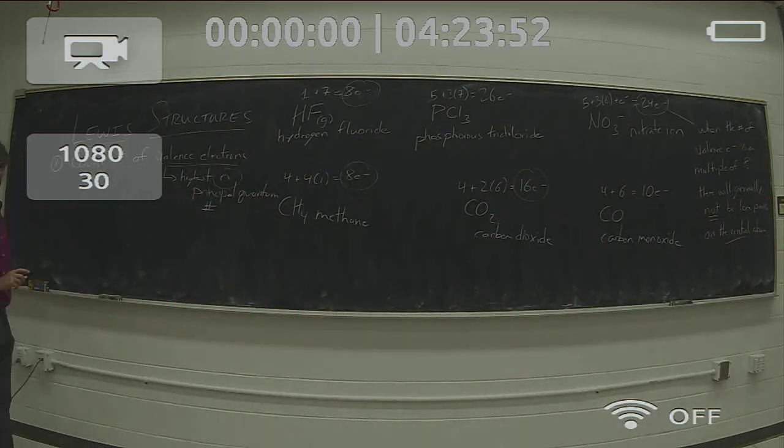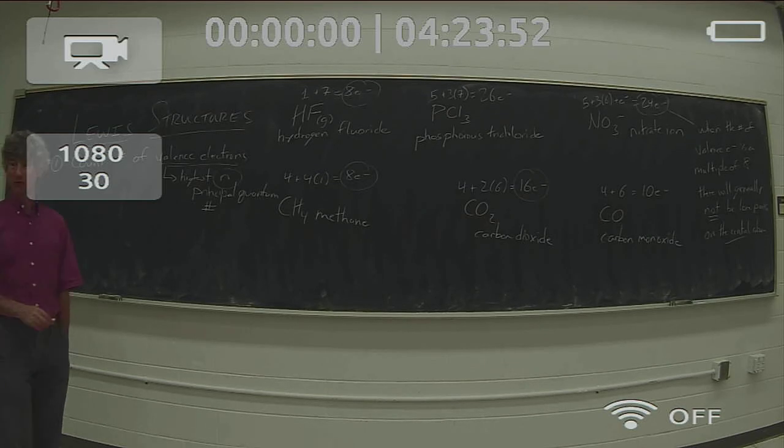If you get this step wrong, and you count the wrong number of valence electrons, everything will be wrong. Right? There's no partial credit. If you don't have the right number of valence electrons, you're not going to get any points on anything.